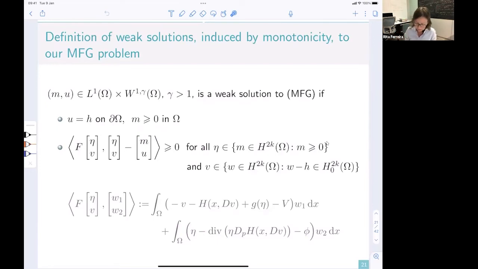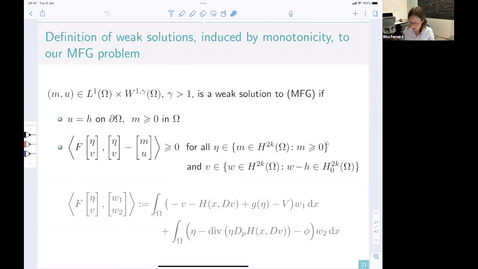And again, this can be seen in a certain distribution sense, but the interpretation is exactly as before. So my operator is not being evaluated at the point that I'm looking for, mu, but the operator is evaluated at an arbitrary test point. So this is the weak variational inequality.